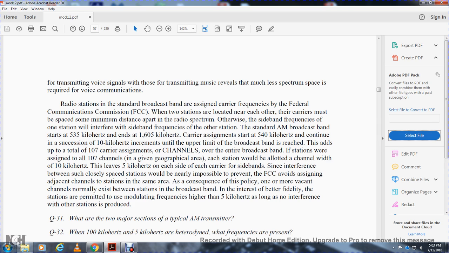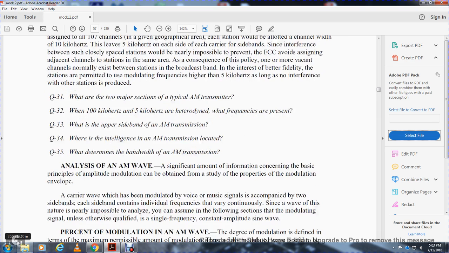This gives a total of 107 carrier assignments or channels over the entire broadcast band. If stations were assigned to all 107 channels in a given geographical area, each station would be allotted a channel width of 10 kilohertz, 5 kilohertz on each side of the carrier for the sidebands. Since interference between such closely spaced stations would be nearly impossible to prevent, the Federal Communications Commission avoids assigning adjacent channels to stations in the same area. Consequently, one or more vacant channels normally exist between stations in the broadcast band. In the interest of better fidelity, these stations are permitted to use modulating frequencies higher than 5 kilohertz as long as no interference with other stations is produced.